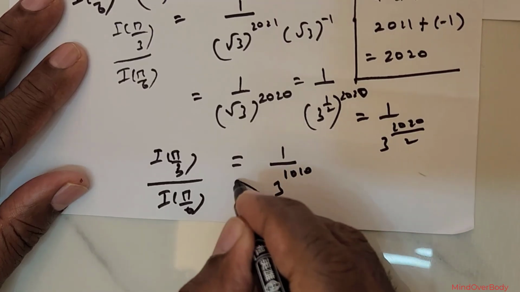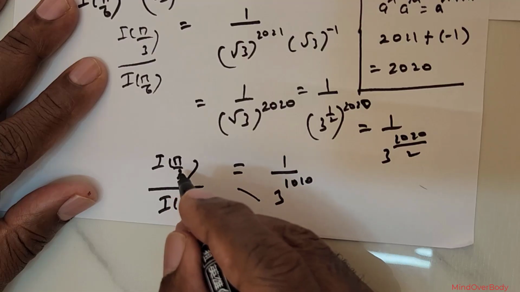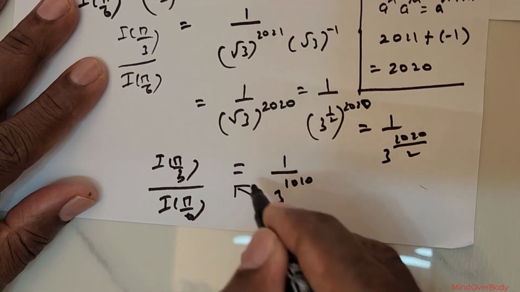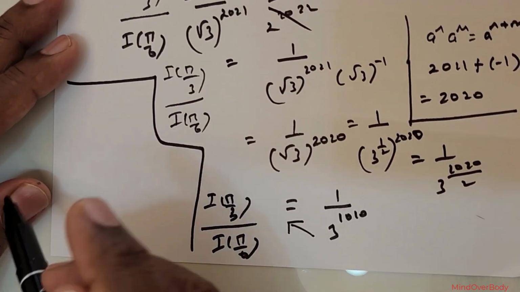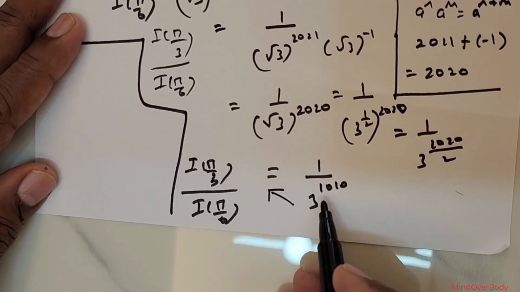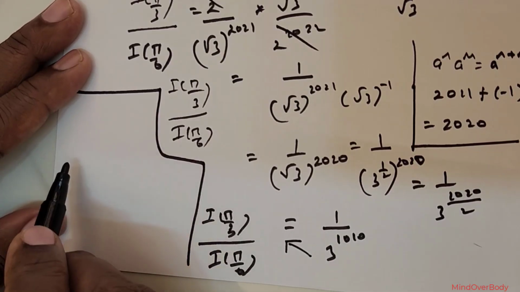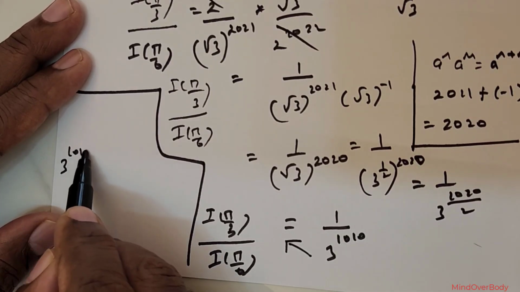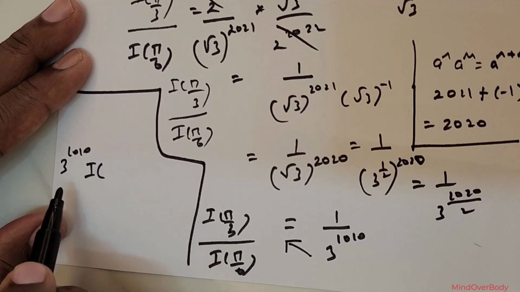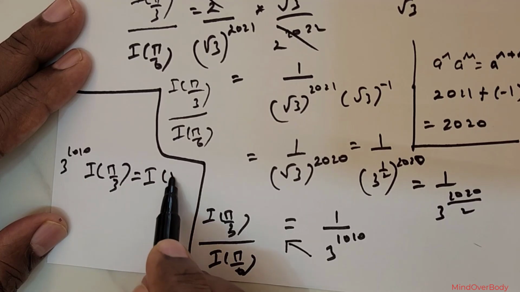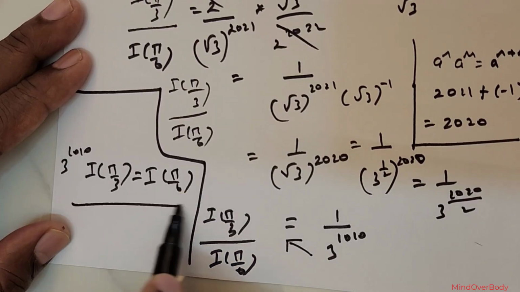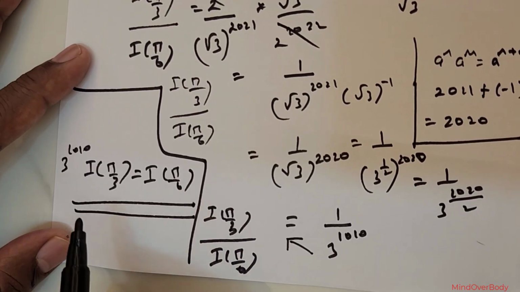Now what you can do is they are asking us the relationship between I of pi over 3 and I of pi over 6. So you cross multiply. So if you cross multiply, this 3 raised to the power of 1010 will go to the left side. So 3 raised to the power of 1010 times I of pi over 3 is equal to I of pi over 6. So this is the relationship.